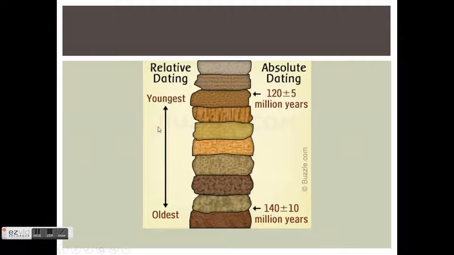So we can combine the two learning targets, our last one and this one. When we have layers of rock, we know that the bottom one has to be the oldest and the top one has to be the youngest, and occasionally we can find radioactive elements, maybe from a lava flow or a volcanic eruption, and we could get an exact date of certain parts and then estimate the layers in between.